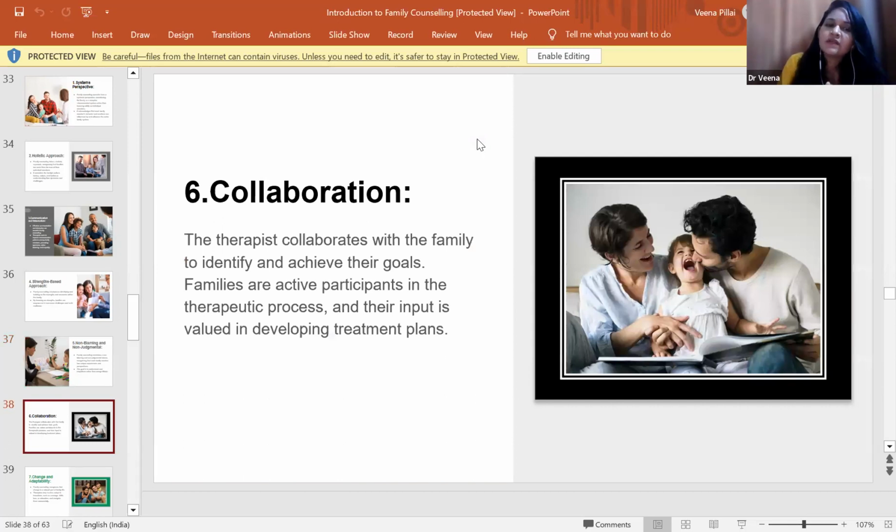Okay. So collaboration: the therapist collaborates with the family to identify and achieve their goals, and also to have their input, which is very valuable while developing any strategies or treatment plans. So the therapist as well as the family members collaborate with each other and work.